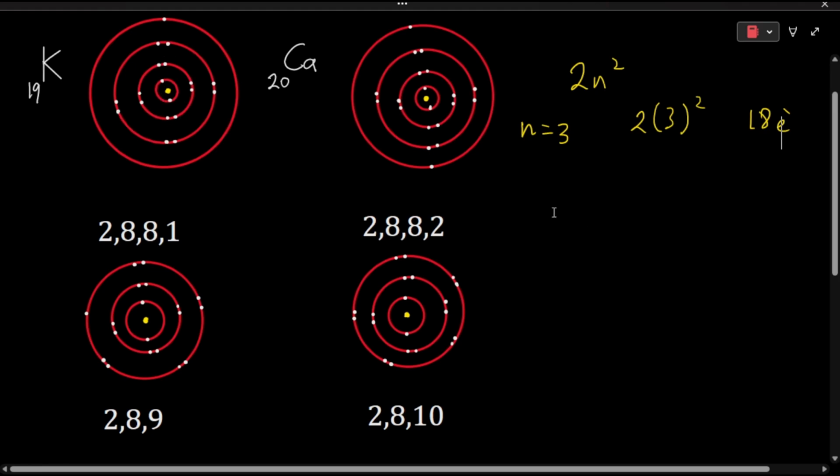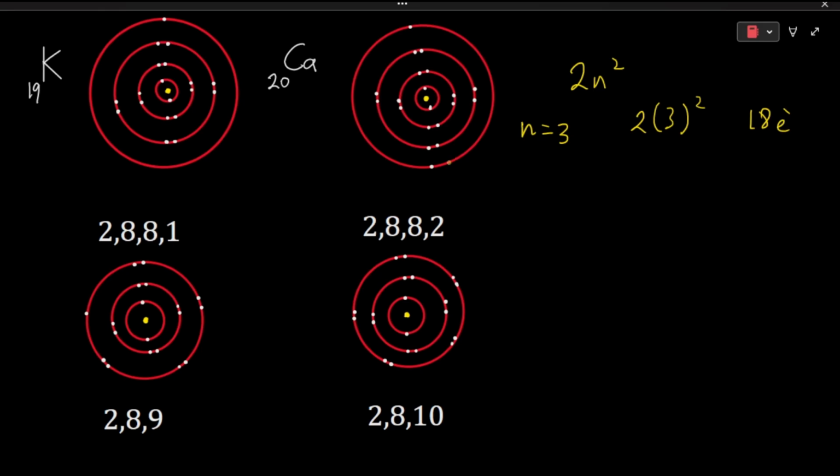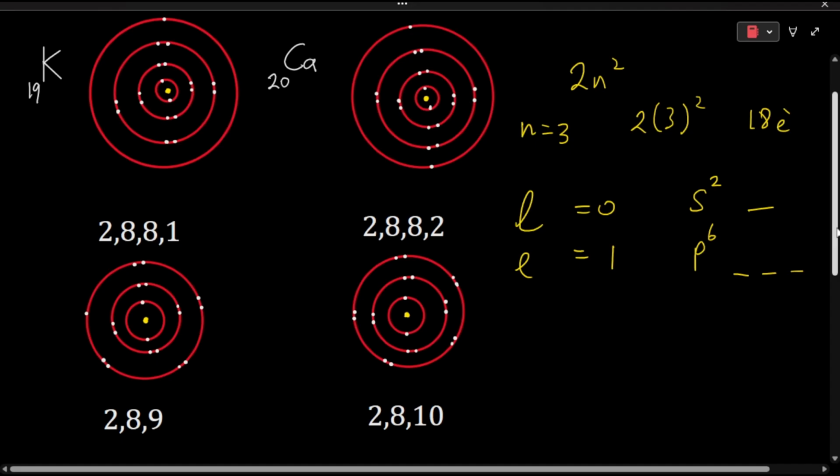Now, the alphabetical designation of the sub-energy level is l. And l is associated with numbers which define the shape of the orbital. So when l is 0, we're referring to the s orbital, which takes a maximum of 2 electrons. When l is 1, we're referring to the p orbital, which is a degenerate orbital of 3, which can take a maximum of 6 electrons.